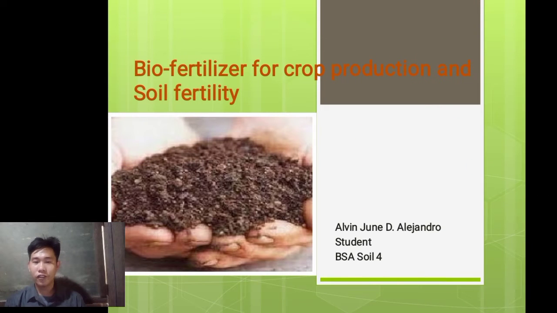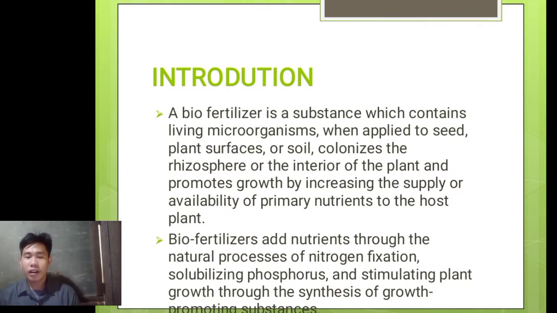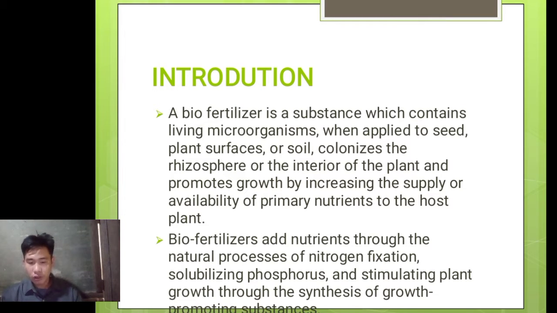I will be discussing biofertilizer for crop production and soil fertility. Introduction. A biofertilizer is a substance which contains living microorganisms that, when applied to seed, plant surface or soil, colonize the rhizosphere or the interior of the plant and promote growth by increasing the supply or availability of primary nutrients to the host plant. Biofertilizers add nutrients through the natural process of nitrogen fixation, solubilizing phosphorus, and stimulating plant growth through the synthesis of growth promoting substances.